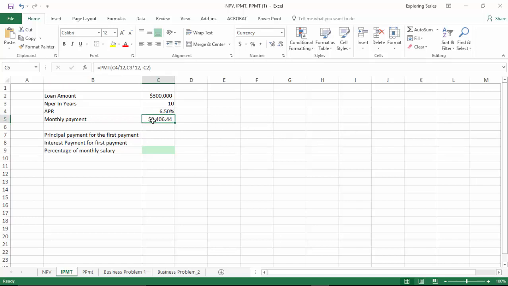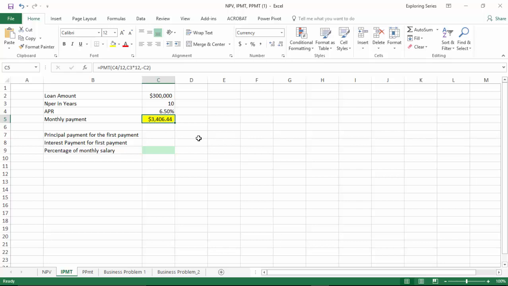So we're going to take this number and talk about it for a little bit. It's important to understand that throughout the lifetime repayment of a loan, even though the monthly payment never changes, the amount of interest and the amount of principal per payment that you pay does change.